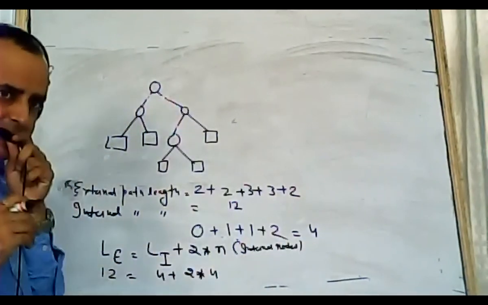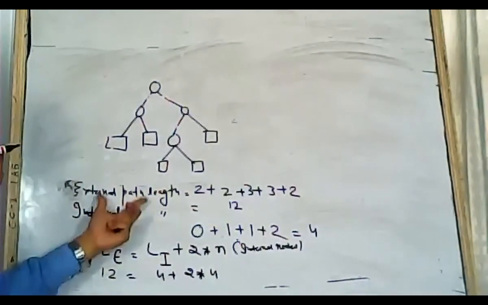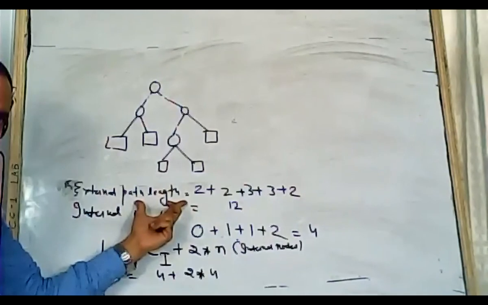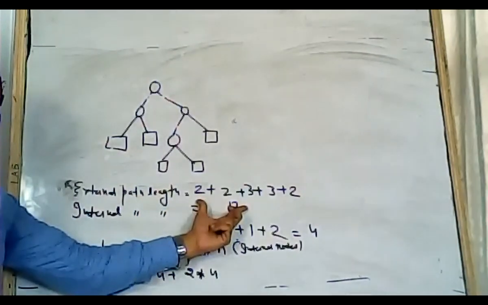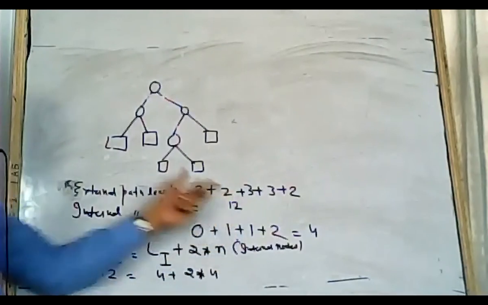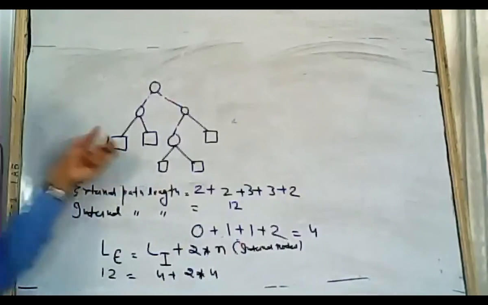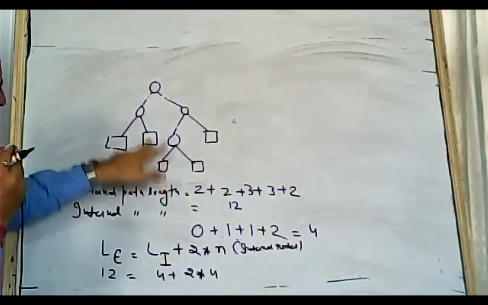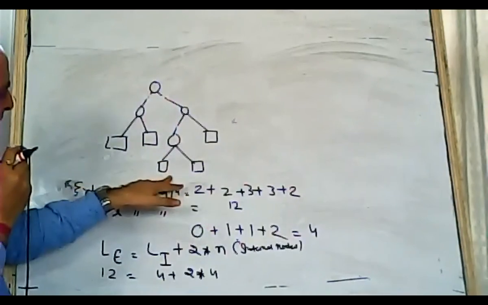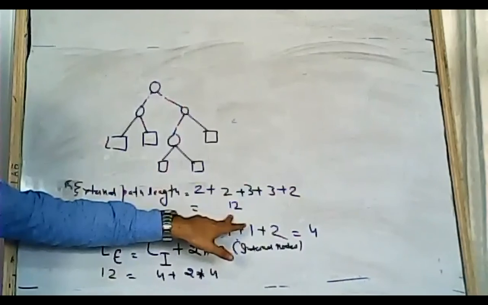Can you please repeat, sir? I repeat. External path length. You know how we calculate this value? No, sir, I don't know. See, this is the external node. Count the number of edges towards root. 1, 2 plus 1, 2, for every node count, 2, 3. 12. हो गया, 12 आ गया.